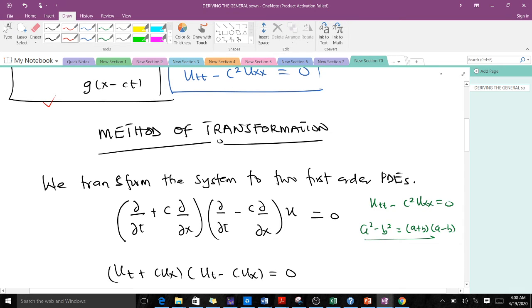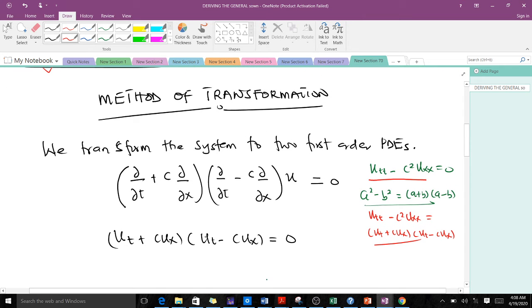So remember that our wave equation is given in this form, and you see in algebra, we can use it as a difference of two squares. So a squared minus b squared can be factorized as a plus b times a minus b. So that means that our u_tt minus c squared u_xx can be equal to, you see, a plus b: u_t plus c u_x, times u_t minus c u_x. So that's what we have here. So we factorize our wave equation into two first order PDEs.